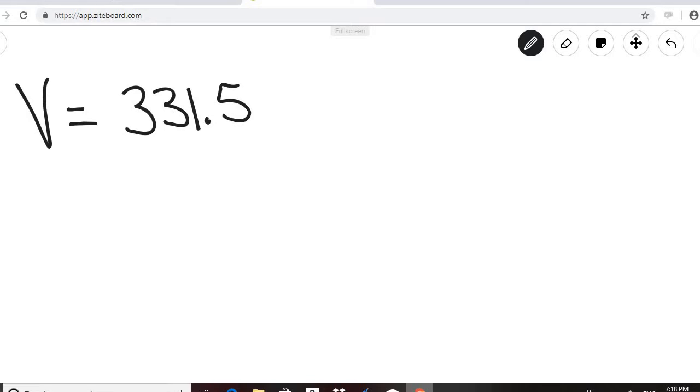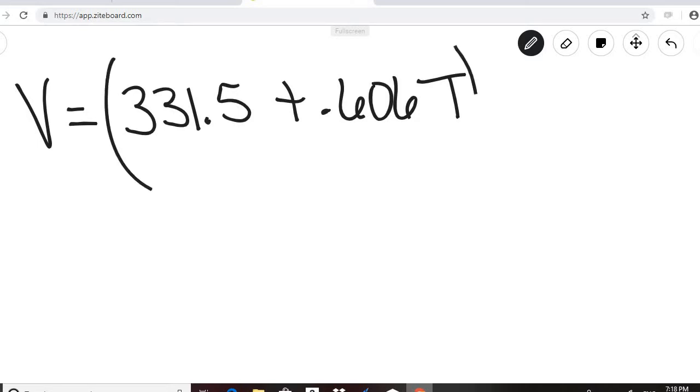331.5 plus 0.606 times the temperature, and then you just have to remember that the units are meters per second. Okay, so when you put in temperature, you have to remember that the temperature is in degrees C, but we don't put the units in. So if we take the temperature times 0.606 and add it to 331.5, that will give us the velocity of the sound at different temperatures.